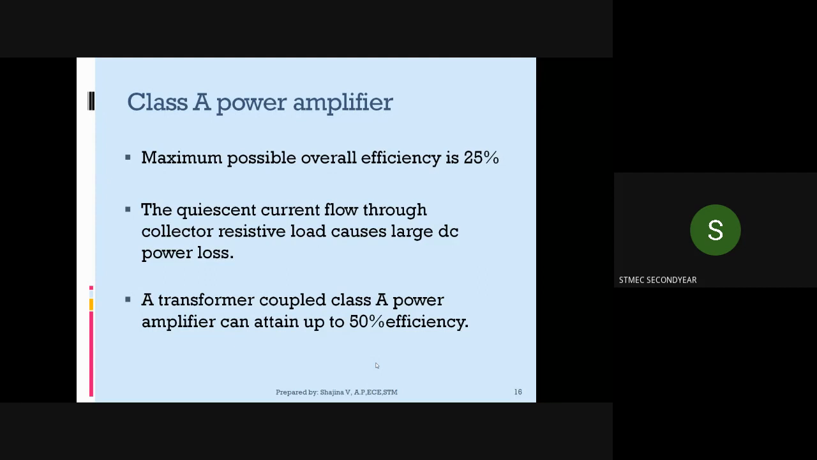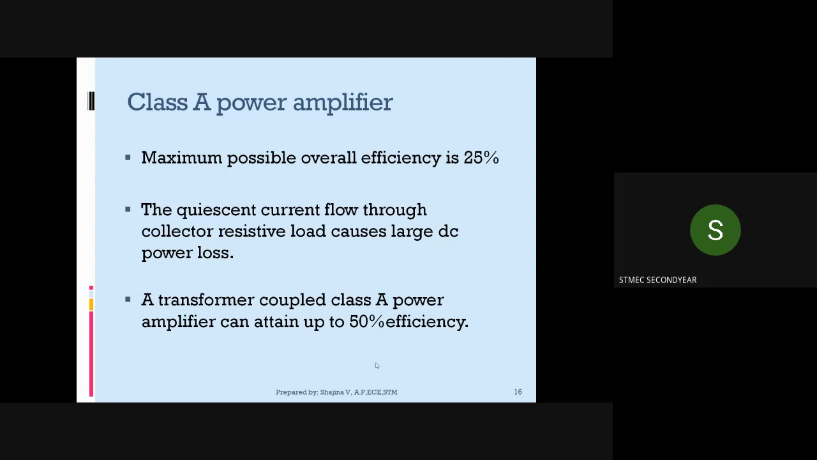So in order to overcome this difficulty, or to improve the efficiency, we can use another configuration for the class A amplifier, called the transformer coupled class A power amplifier. Actually, we can improve our efficiency to twice that of this resistive load.